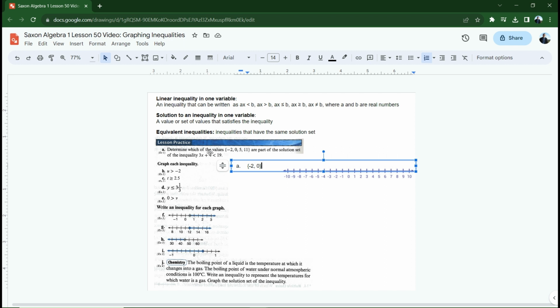How do we show when there's an infinite number of something? Well, we can show that with a graph. And that's what we're going to do here for letter B. Letter B, we have to graph the solution to the inequality.